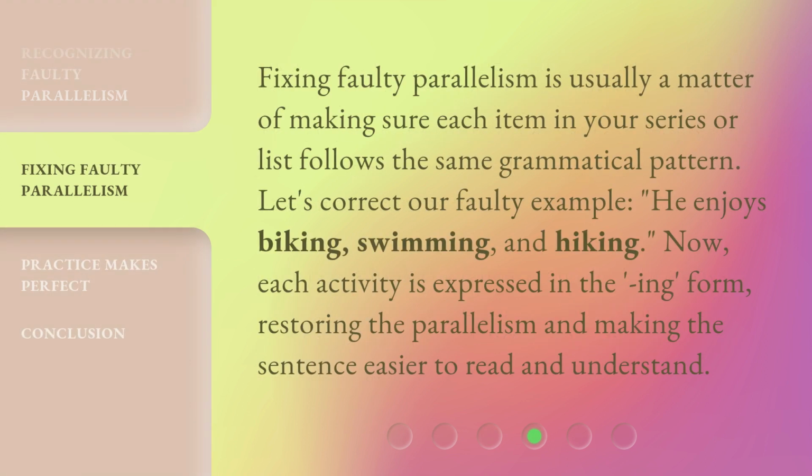Fixing faulty parallelism is usually a matter of making sure each item in your series or list follows the same grammatical pattern. Let's correct our faulty example. He enjoys biking, swimming, and hiking. Now, each activity is expressed in the -ing form, restoring the parallelism and making the sentence easier to read and understand.